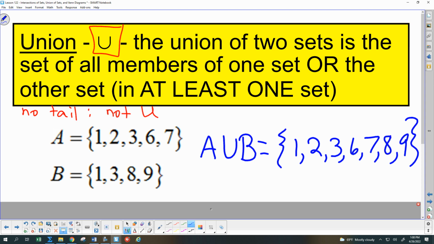You do not write it twice, because if we took two teams and put them together, and we want a roster of the new bigger team, we wouldn't list somebody twice in there. Once would be enough in the list. So we do not list any repeats.